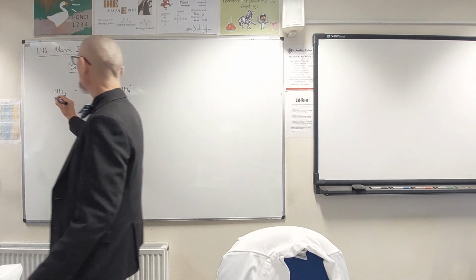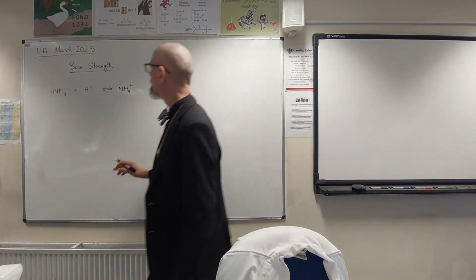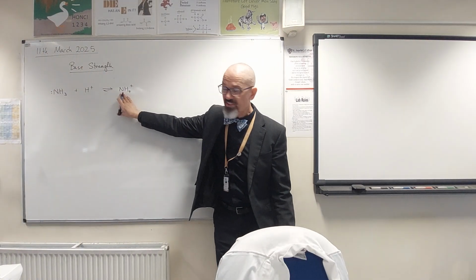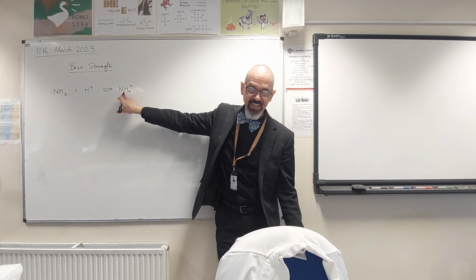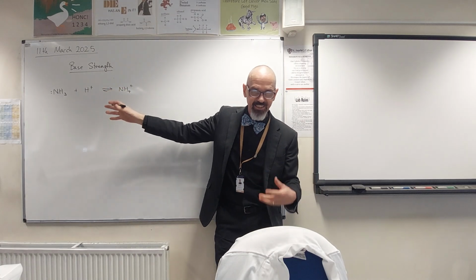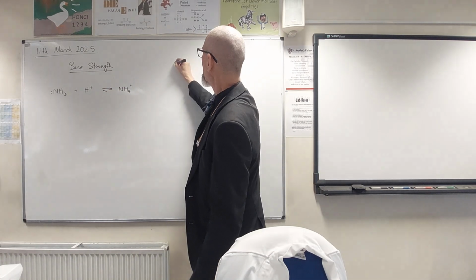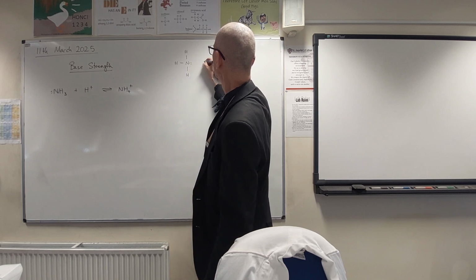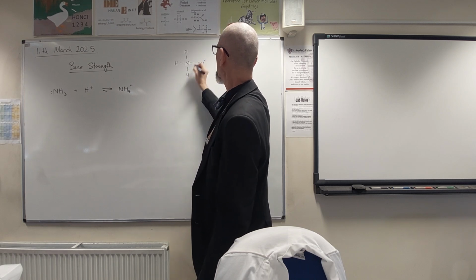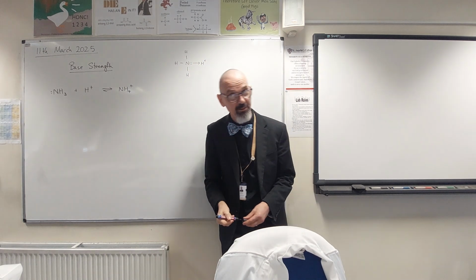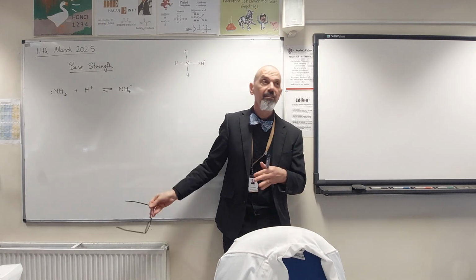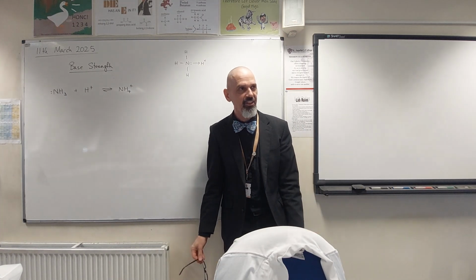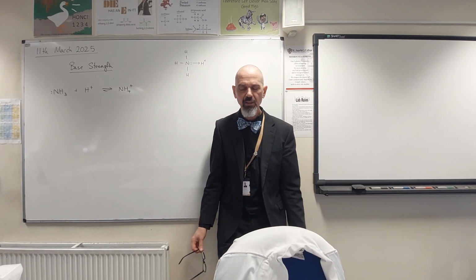Has a lone pair of electrons. So when we think about the bond between the NH3 or the nitrogen and the H plus, we know it's what kind of a bond? Dative covalent bond. So that lone pair has to be available to be given away to the H plus. Okay.